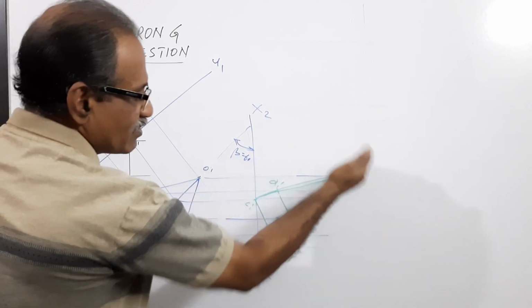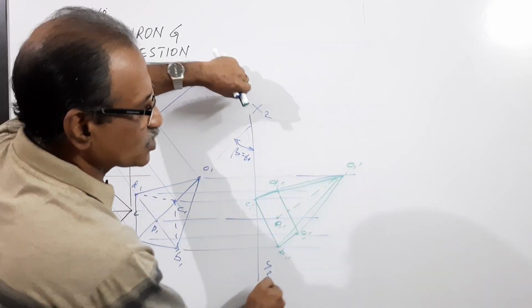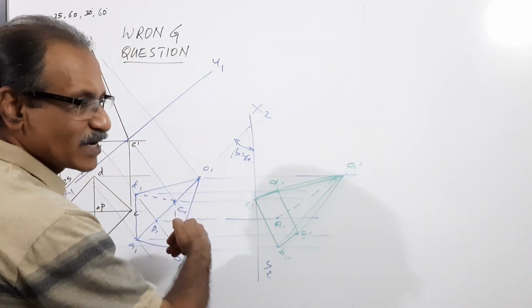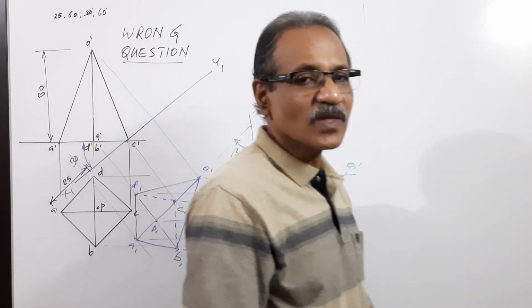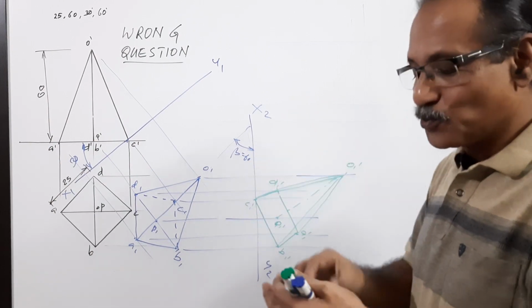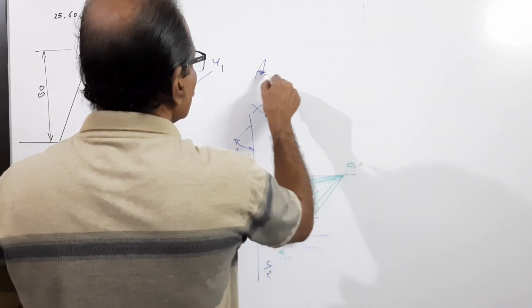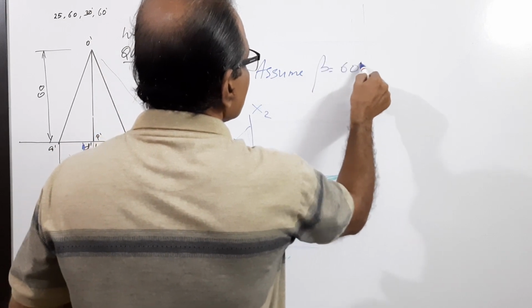Plan XY elevation. If you are not comfortable, you can make X2, Y2 horizontal so that plan will become below XY, elevation will become above XY. Great. This is auxiliary projection method, provided you assume what? Assume beta equals 60 degrees.